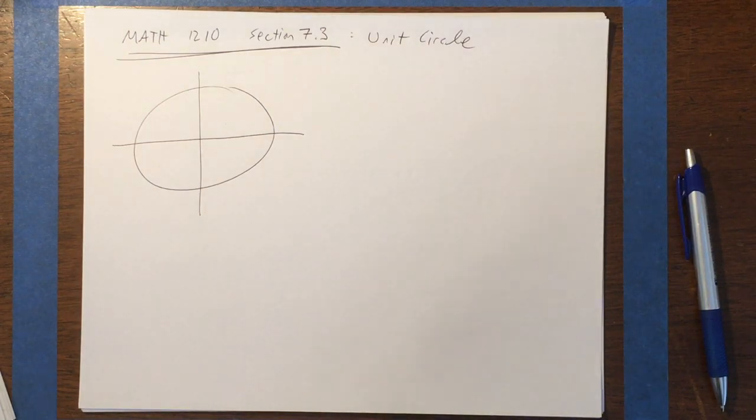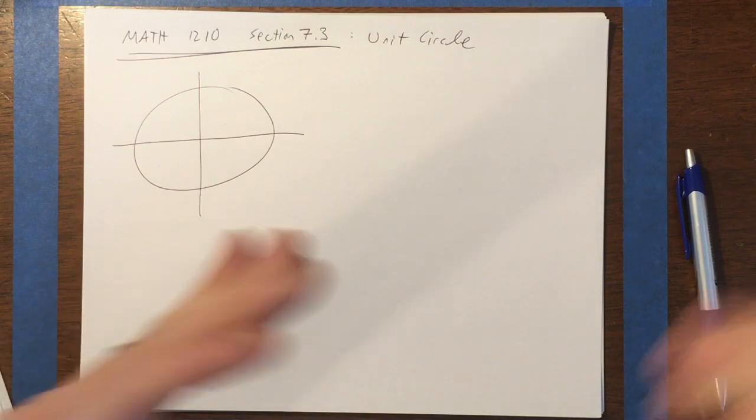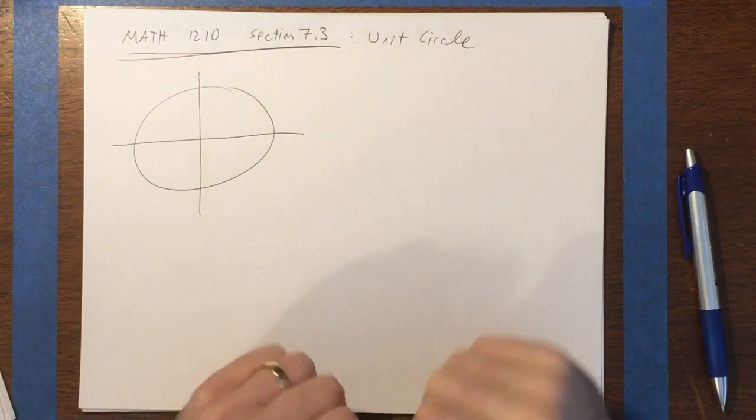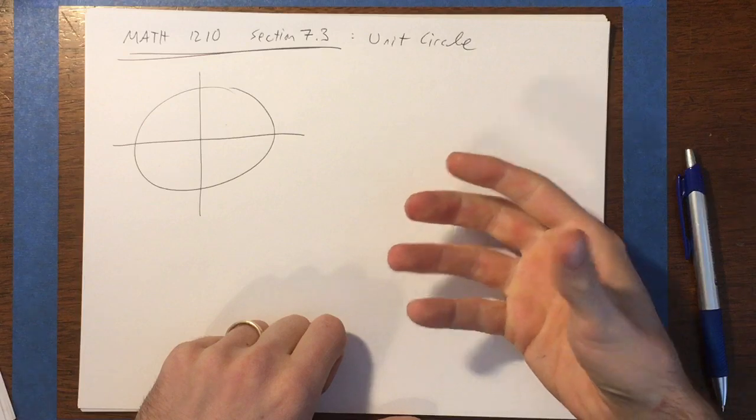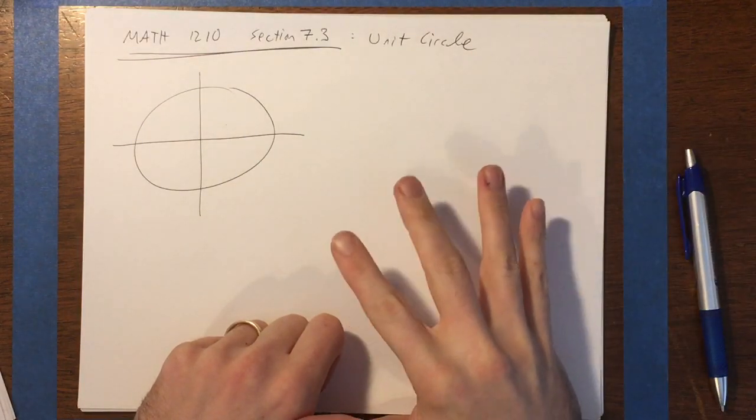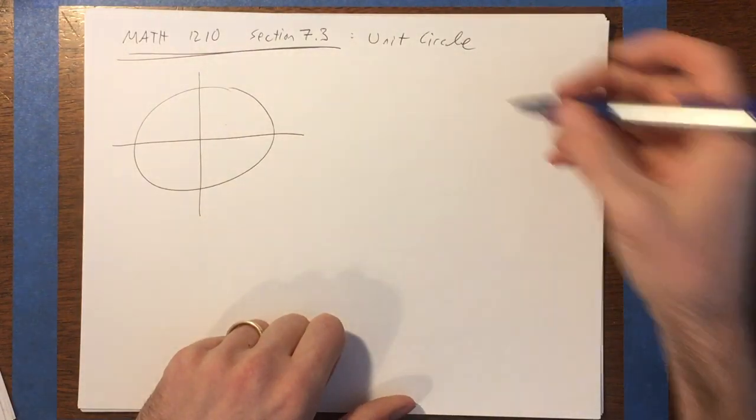All right, it's time to look at trigonometric functions from the other perspective. In section 7.2, we approached it from a right triangle perspective. Now in section 7.3, we're going to approach trigonometric functions from the unit circle perspective. So first of all, unit circle.